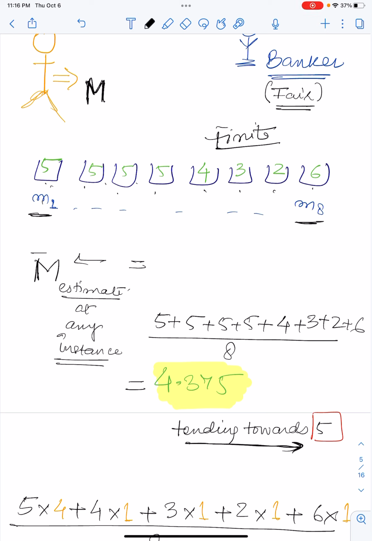I mean, we are having 4 of these, and let's imagine if I have thousands of such boxes, and almost 900 boxes are just containing 5. So you can intuitively think that this particular value will be very, very much closer to 5.